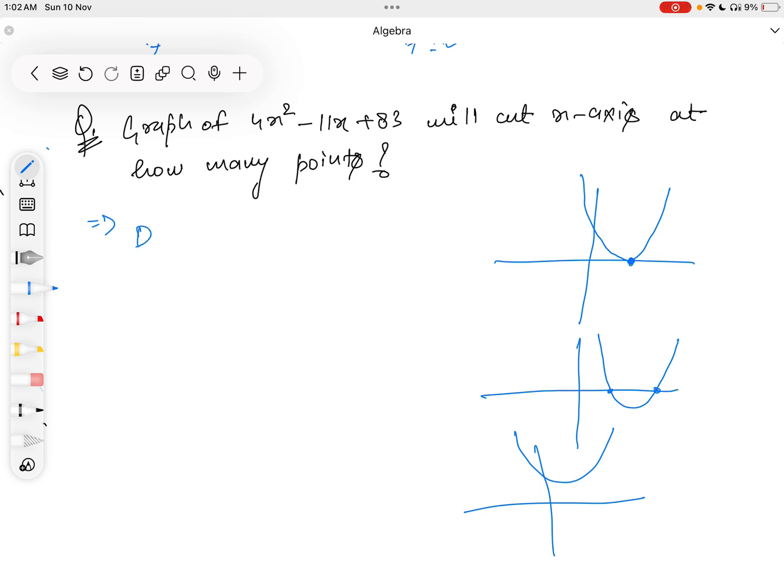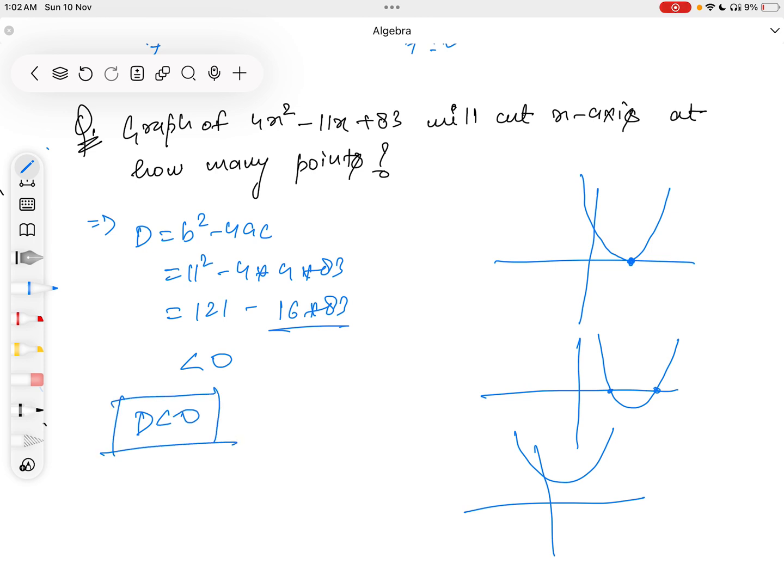So we need to find D, that is b square minus 4ac, which is 11 square minus 4 multiplied by 4 multiplied by 83. So this is 121 minus 16 multiplied by 83. Clearly this is greater than 121. So this would be less than 0. So D is less than 0. If this is less than 0, then it will be this graph. So it will not cut the x-axis at any point. So the answer is 0 points.